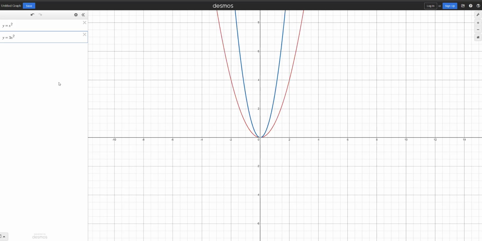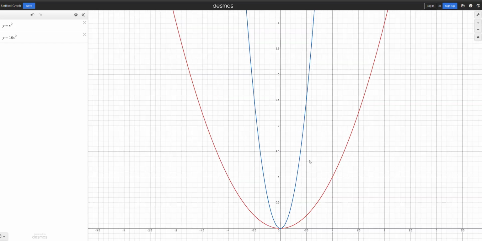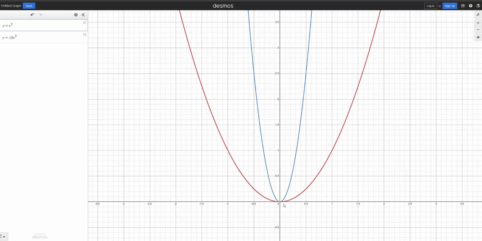Look what 3 did. Look what 10 does. If you can see, the red is our parent function. Blue kind of got squished, right? So we describe this transformation as a vertical translation, like mathematicians in math. So this is considered a vertical translation.